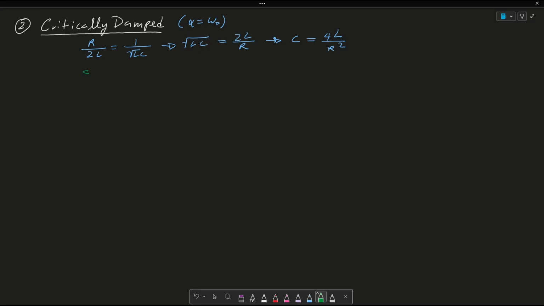Just as an observation, we said that S1 and S2 is equated to minus alpha plus or minus the square root of alpha squared minus omega naught squared from our previous video.